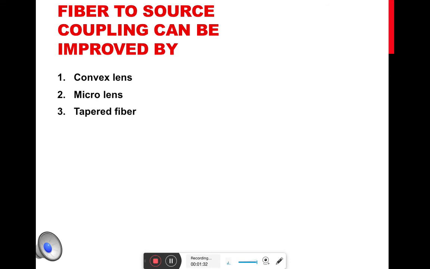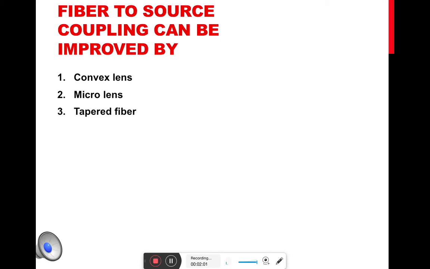So the fiber to source coupling can be improved by using convex lenses, by using micro lenses, or using a tapered fiber. By using a convex lens between the laser source and an optical fiber, we can make the light coming from the optical source converge to the optical fiber, so that the maximum of the light is converged to the optical fiber and the efficiency can be improved.